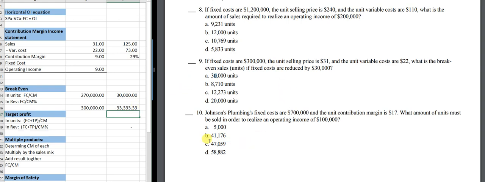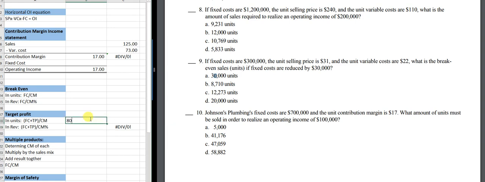Okay, and for the final question, Johnson Plumbing fixed costs are 700,000. The unit contribution margin is 17. Okay, so again, be careful in these because they are giving us the contribution margin. So this one is 17 right there. So I don't know these. Okay, so fixed costs are 700,000 and how many units? So I want fixed cost plus target profit divided by contribution margin. So I have fixed costs of 700,000 plus target profit of 100,000.